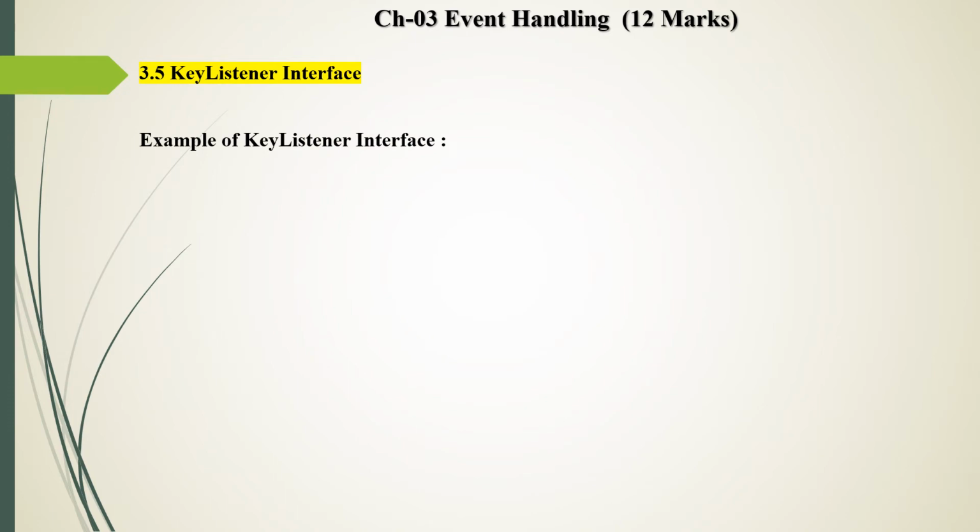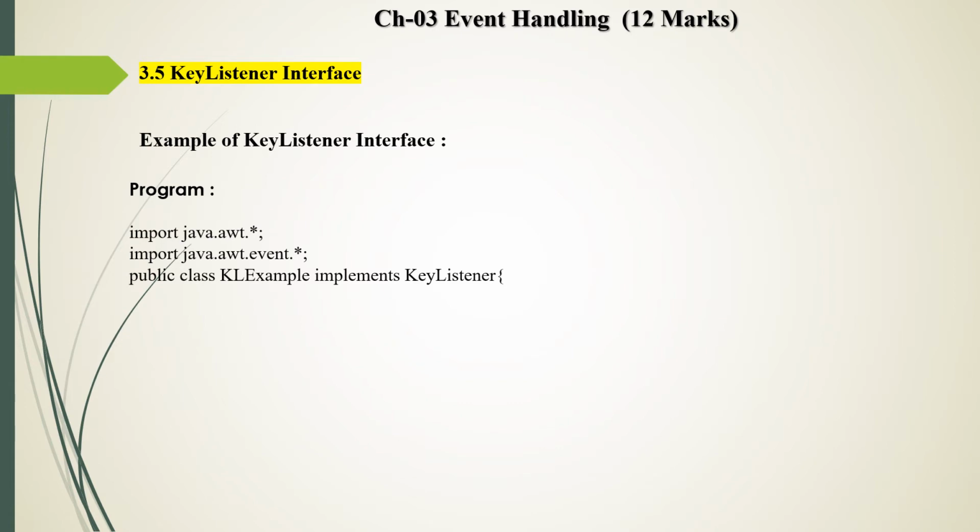Next we see the example of the key listener interface. For the program, first we import the java.awt package. Next we import the second package, java.awt.event. These two packages are a must to import when you write a listener and perform an event handling mechanism. Then I define one class, KL example, and implement KeyListener. KeyListener is the interface.